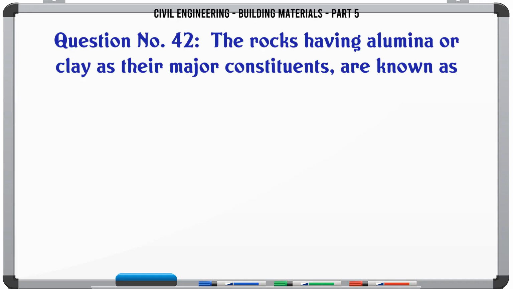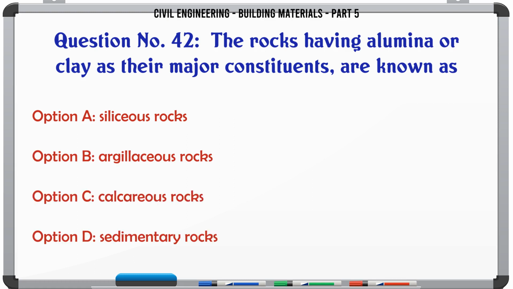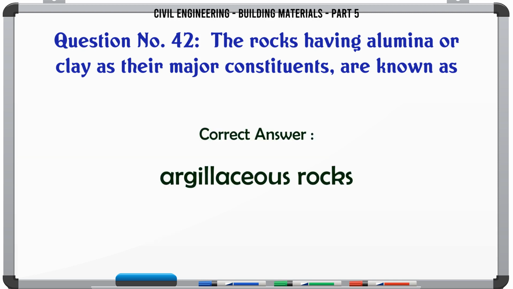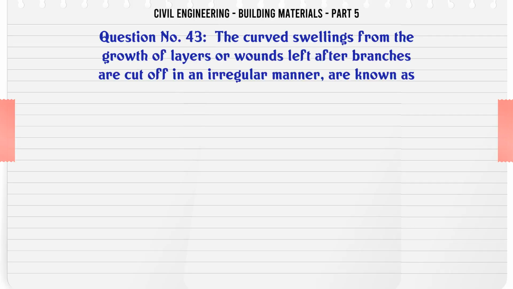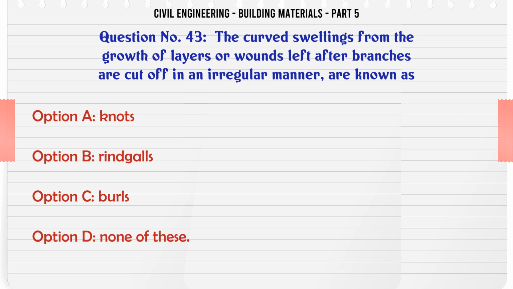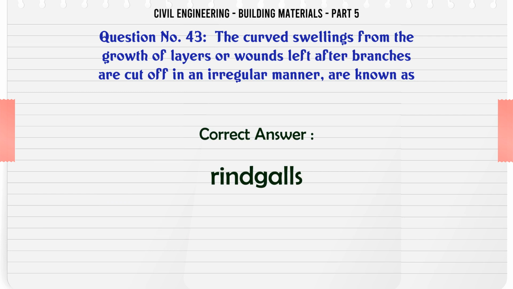The rocks having alumina or clay as their major constituents are known as A. siliceous rocks, B. argillaceous rocks, C. calcareous rocks, D. sedimentary rocks. The correct answer is argillaceous rocks. The curved swellings from the growth of layers or wounds left after branches are cut off in an irregular manner are known as A. knots, B. wrinkles, C. burrs, D. none of these. The correct answer is wrinkles.